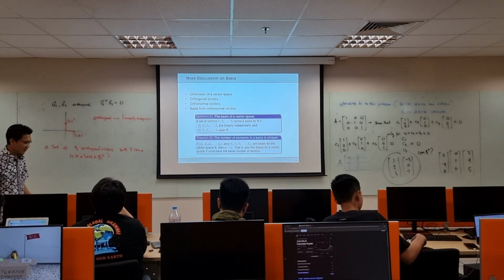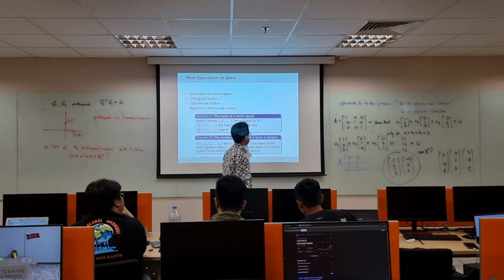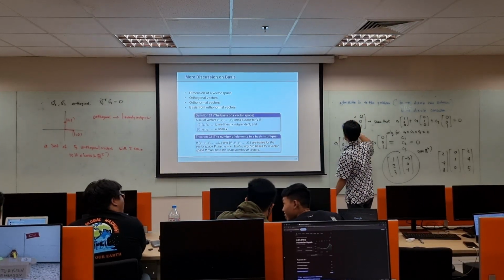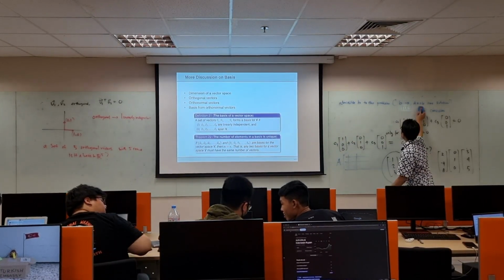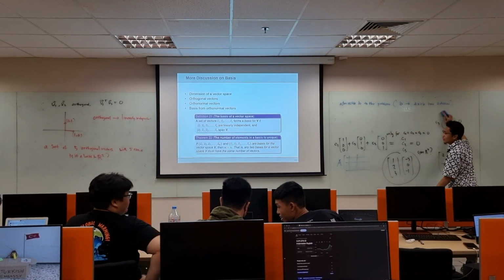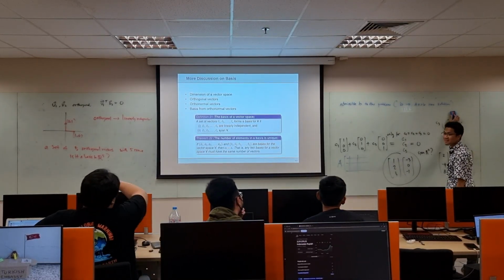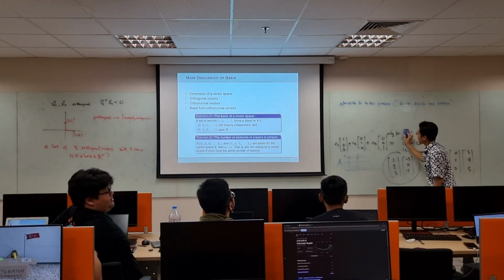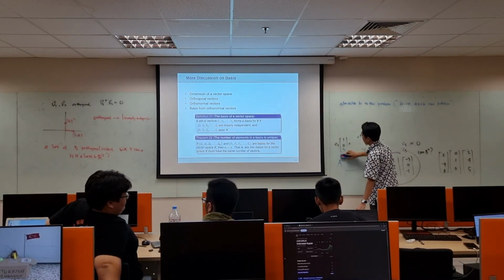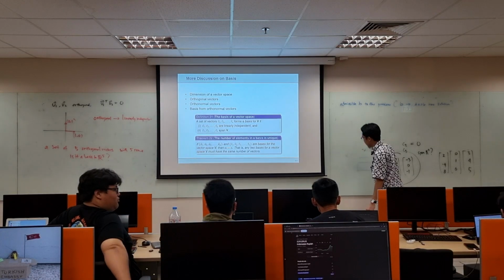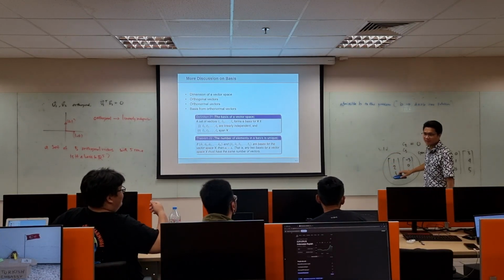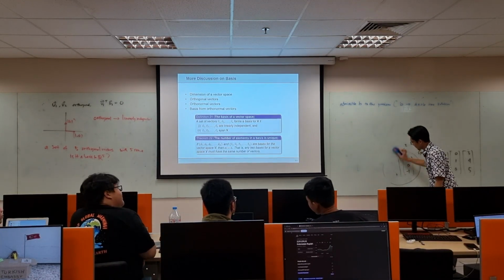Now let us discuss orthonormal vectors. What is orthonormal? Orthogonal unit vectors. So what is it about a unit vector? The length is 1.